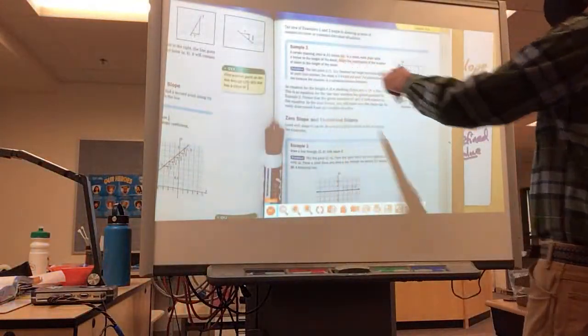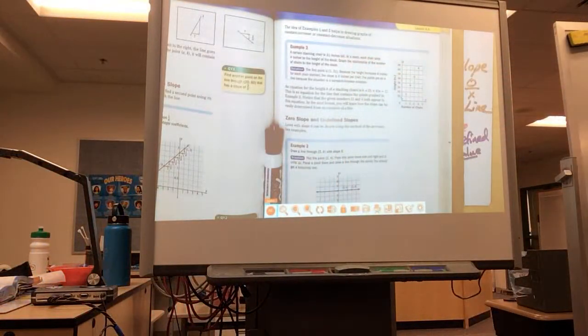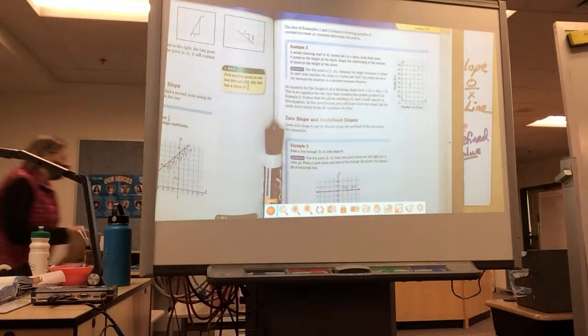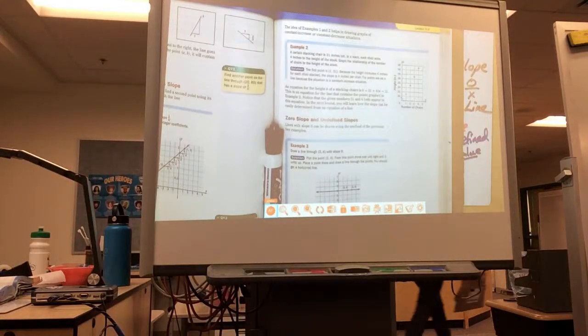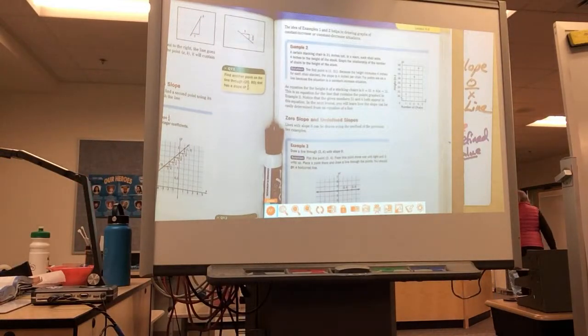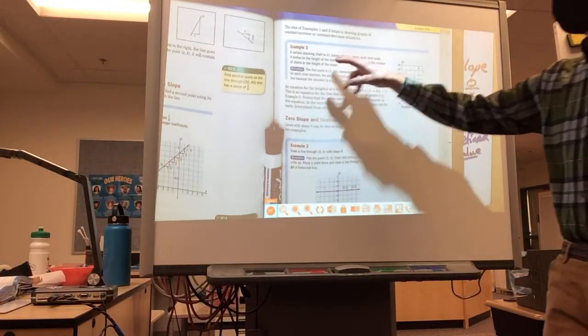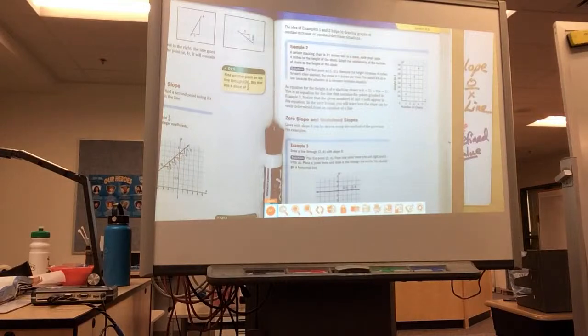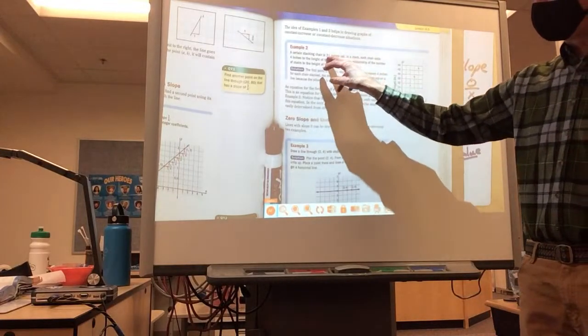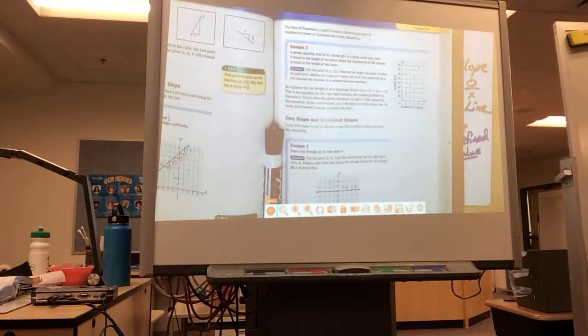A certain stacking chair is 31 inches tall. In a stack, each chair adds 4 inches to the height of the stack. So you think about the black chairs that are in most of the rooms, you know how they stack up? The first one is this high, and then the next one slides into it, so it only goes up a couple inches. So if you have a stack of 1 chair, here they're saying it's 31 inches tall. And if you stack 2 chairs, because of how they slide together, now it's going to be a total of 31 plus 4 inches tall.